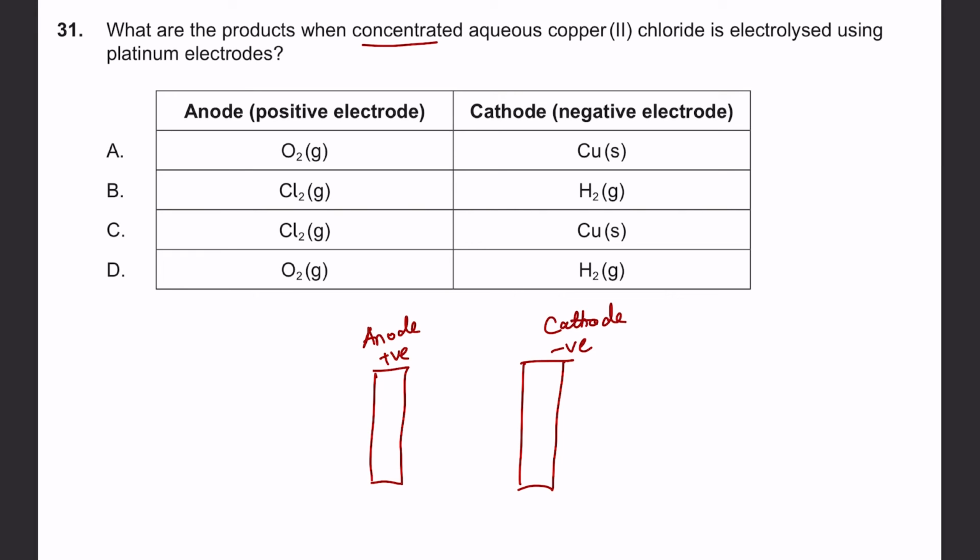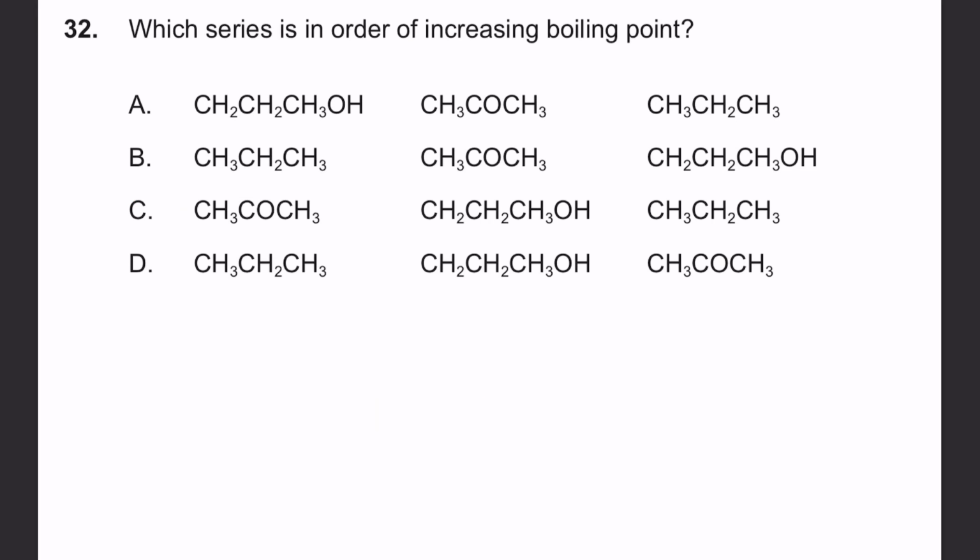So what are the ions here? You have Cu2+ ions and Cl- ions mainly, because it's a concentrated solution. There will be some H+ and some oxygen, but we will neglect them because of their low concentration. Obviously Cl- will be attracted to the positive anode, and Cu2+ will be attracted to the cathode. So finally at the cathode you will have Cu solid, and at the anode you will have Cl2 gas. So the cathode is Cu, and the anode is Cl2. So for 31, option C should be the correct answer.